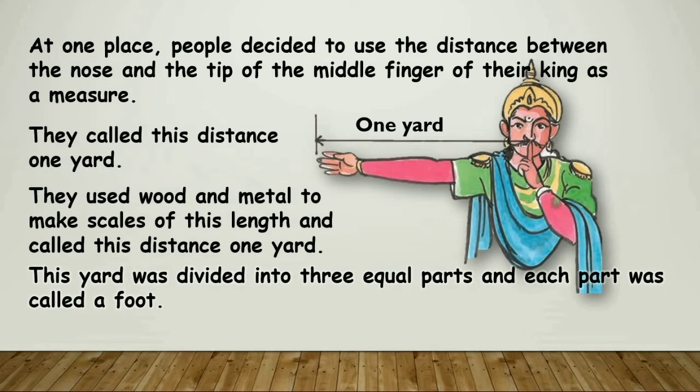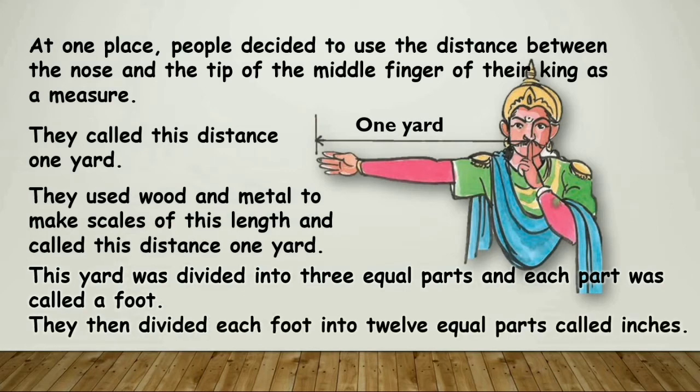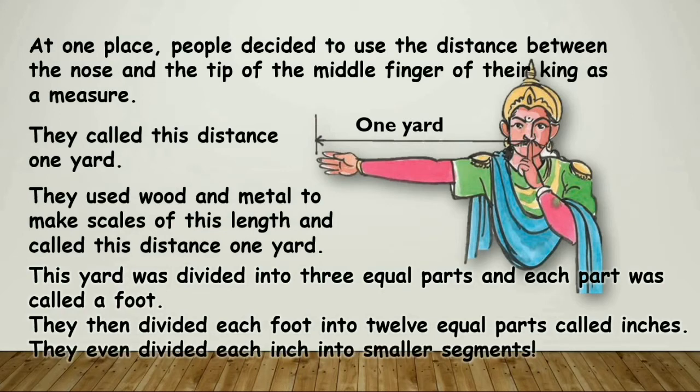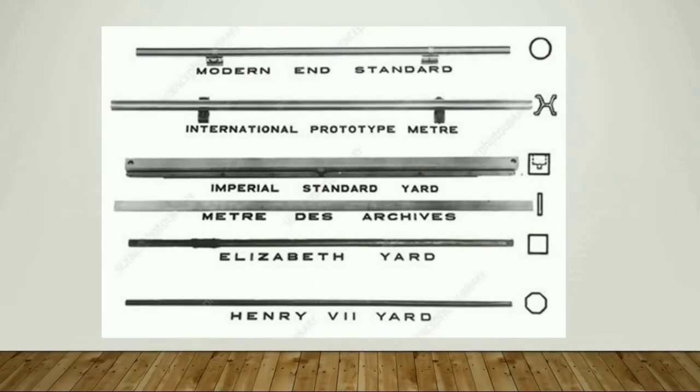And this yard was divided into 3 equal parts and each part was called a foot. Then they divided each foot into 12 equal parts and called them inches. They even divided each into smaller segments also. You can see in the picture that you observe different yards based on their kingdom. Coming from the bottom: Henry VII yard, Elizabeth yard, Metre yard, Imperial Standard yard. So there are so many, and the top 2 are the modern and standard and international prototype meters. You find differences in the yard when compared across the kingdoms.